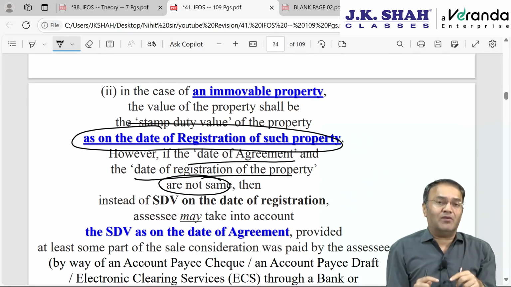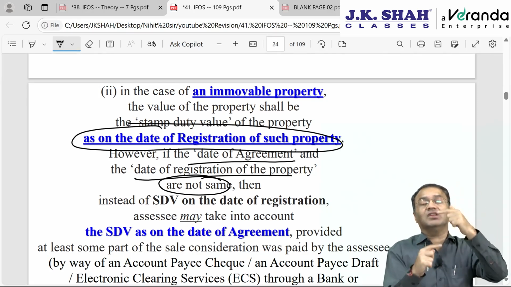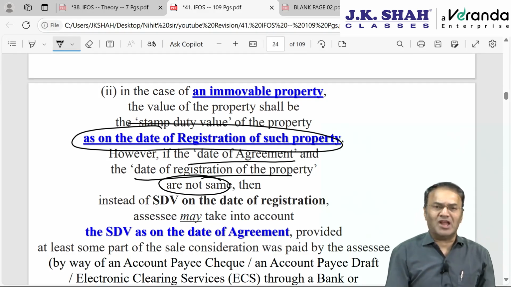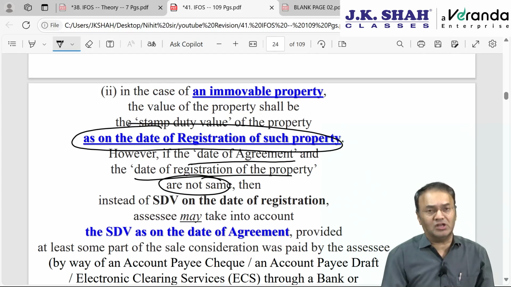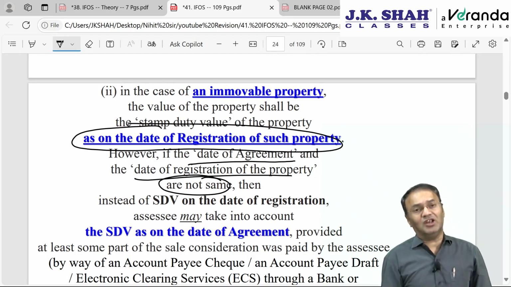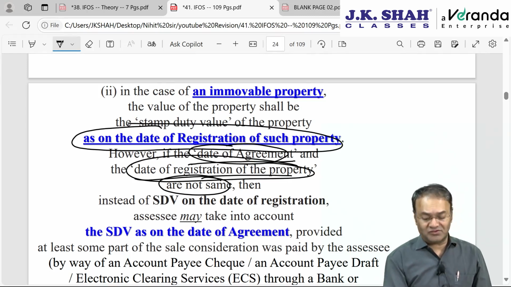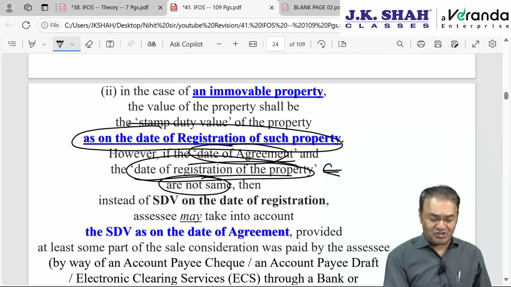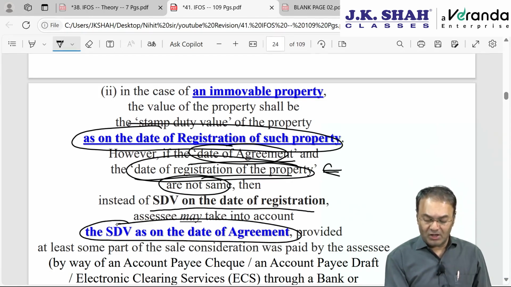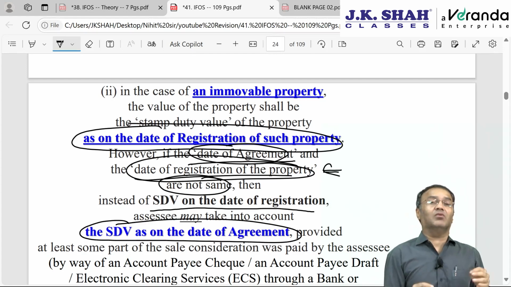Of course, stamp duty values don't keep changing every year, but if there is a considerable time gap, then there is an upward revision by state government every 2-3 years. In Maharashtra, it is every 2 years, 5%. If dates are not the same, date of agreement and date of registration, then instead of the stamp duty value on the date of registration, one can take stamp duty value on the date of agreement, provided a condition is satisfied. What is the condition?